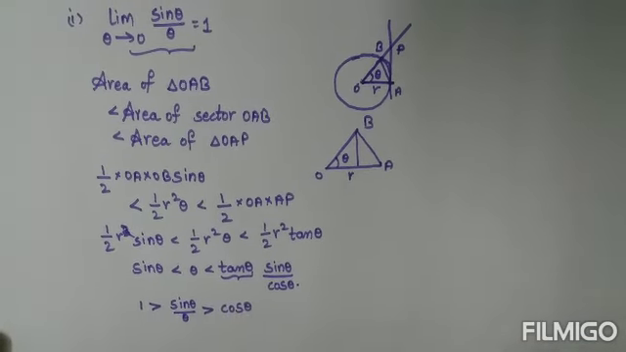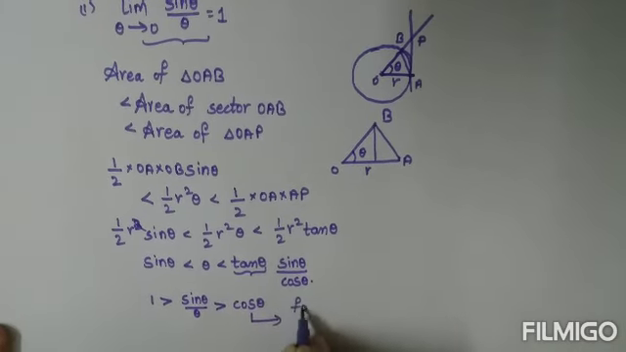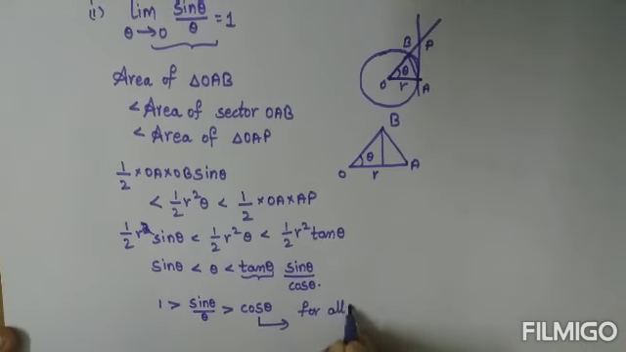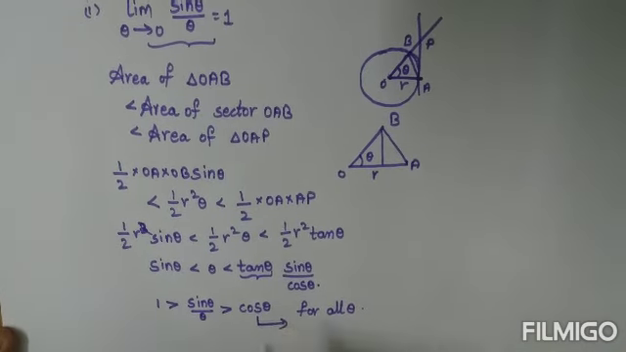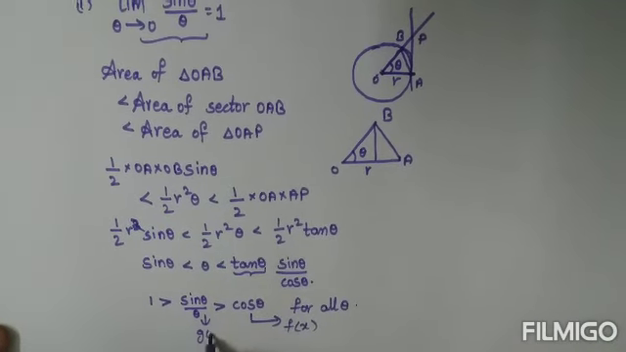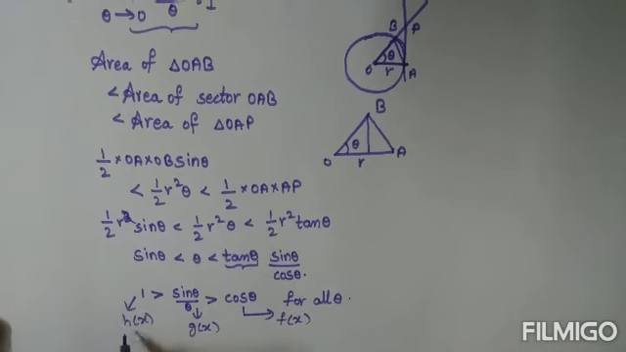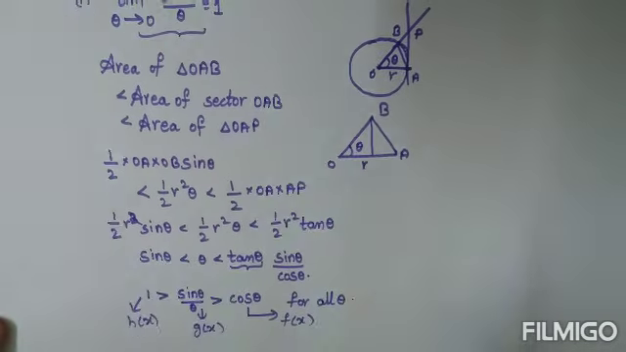So simply we can compare. And this is true for all theta. And this is f of x. This is g of x, which we have to find. And this is h of x. We have to find the limit when theta is 0.